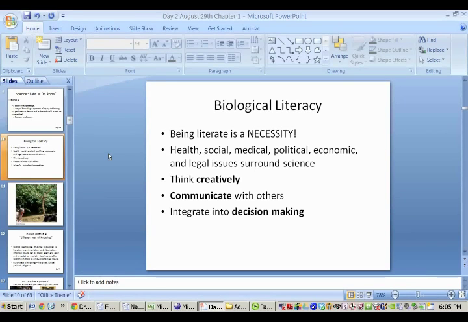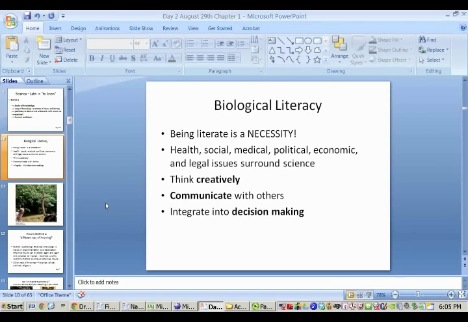Sometimes our government decides to spend money on preserving different types of organisms, or on health care, or on treatment for diseases. It can have an impact on our economy, and there can even be legal issues surrounding science, like should scientists be able to do stem cell research? Is stem cell research killing babies, or should that be something that can be done? Stem cell research is not that, but sometimes it's seen that way.